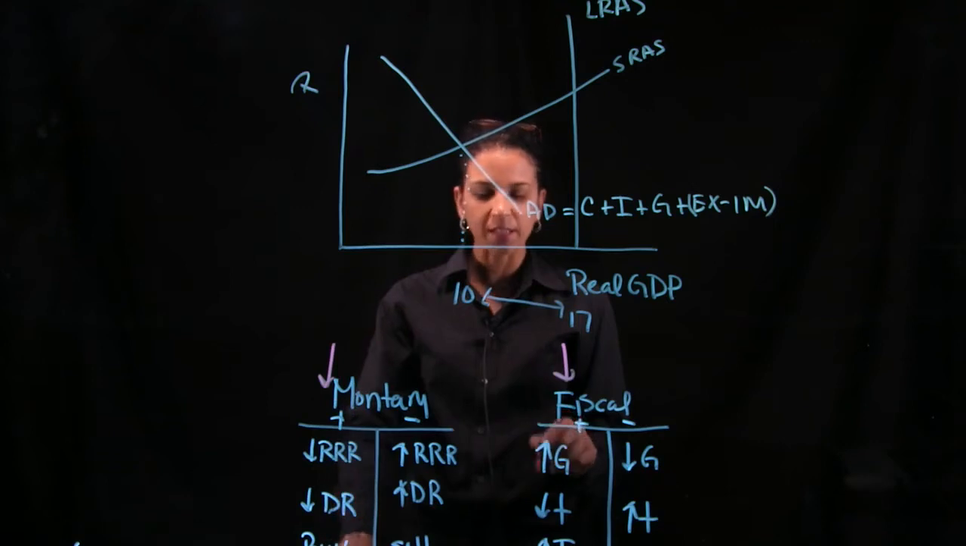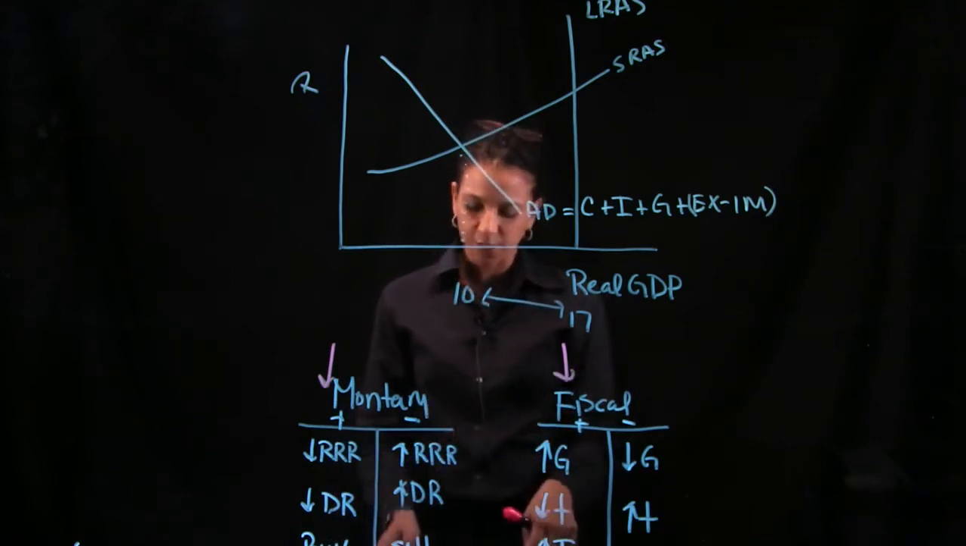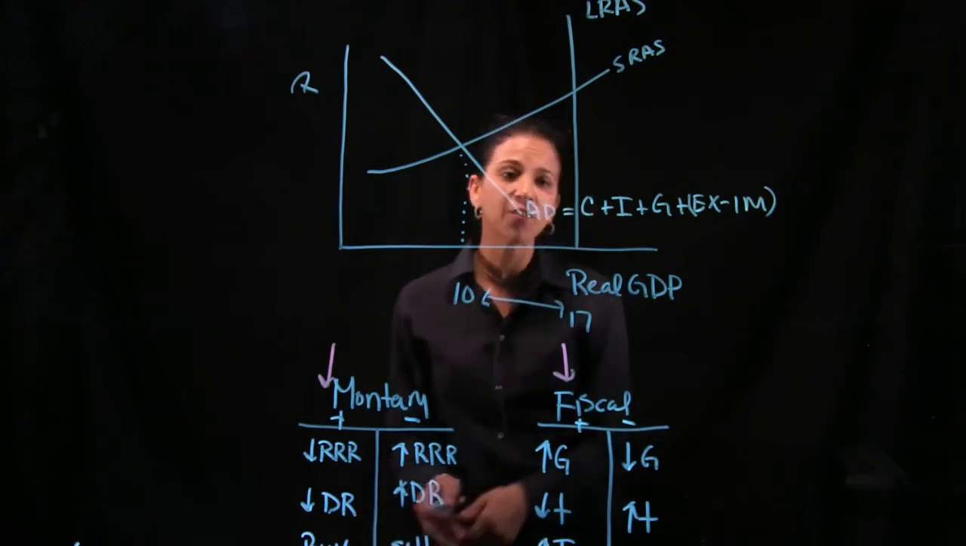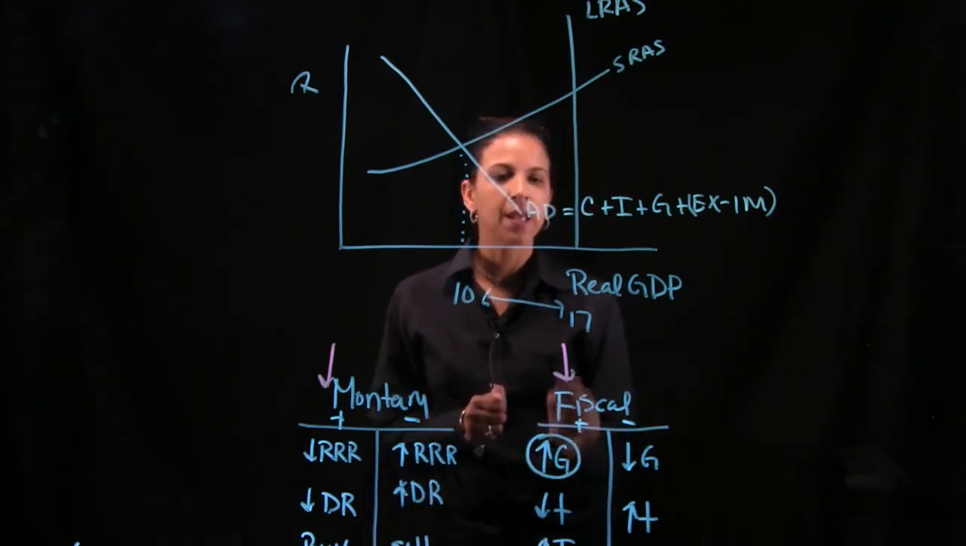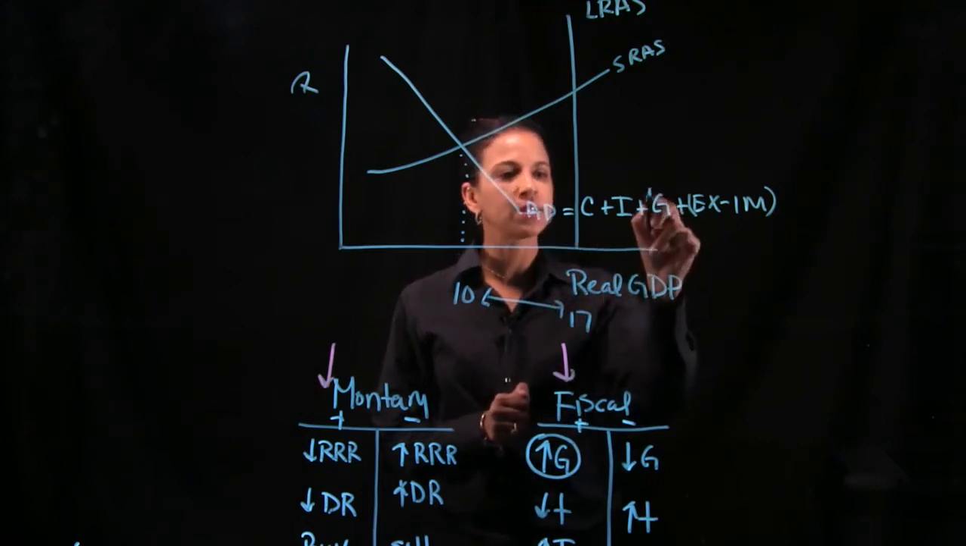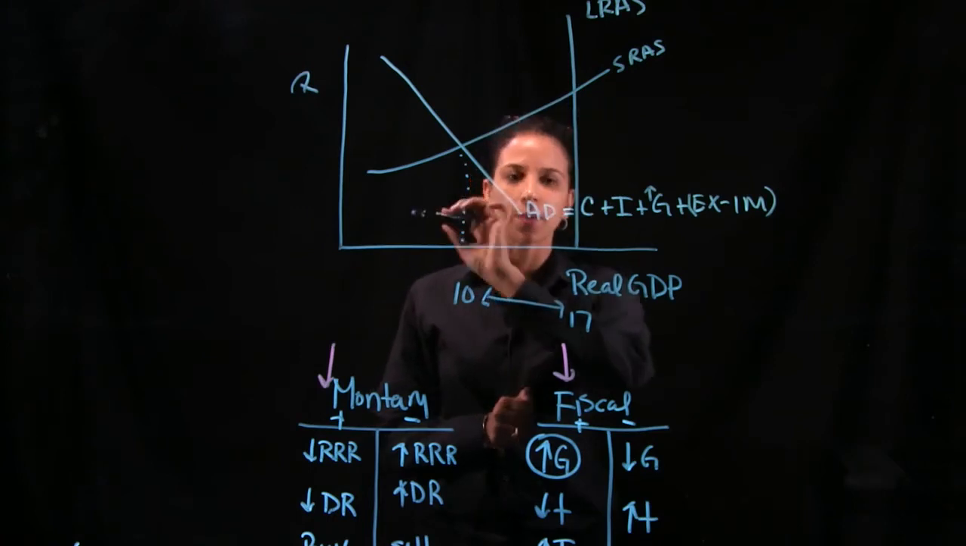So I can either do something in this column or in this column. Let's assume that I'm going to focus on fiscal policy. If the government wants to increase, let's say, government spending, we're going to increase G. If the government steps in and increases G right here, you would expect to see aggregate demand go up, right?